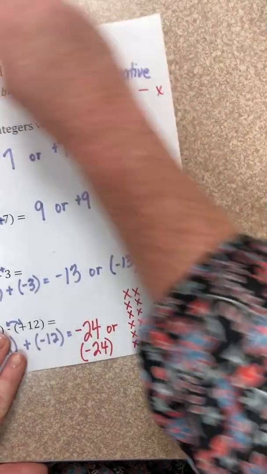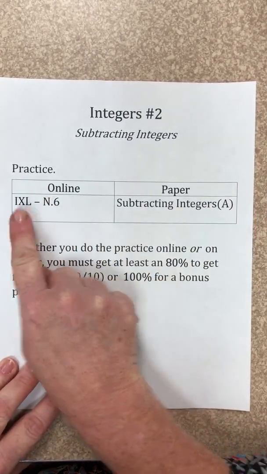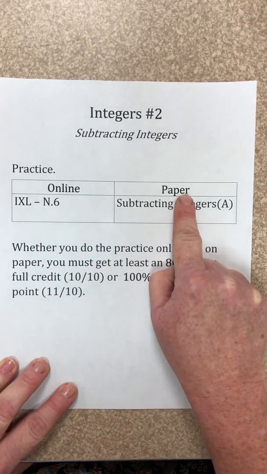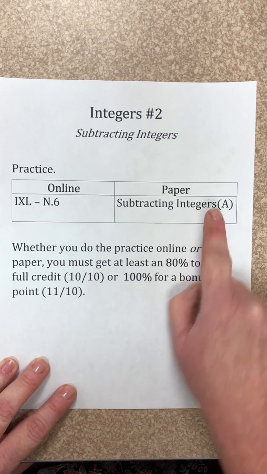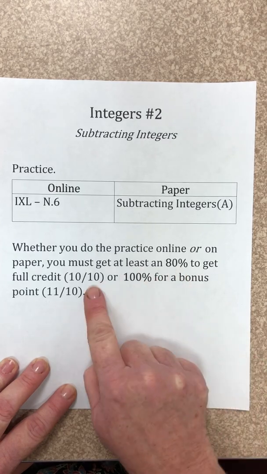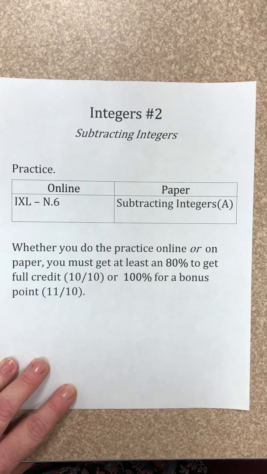Okay, now I want you to practice, and you have a choice. If you practice online, I want you to do IXL in point 6. And if you do paper instead, you're going to do the subtracting integers page in the packet that I'm going to show you in a minute. Whether you practice online or on the paper, you still must get 80% to get 10 out of 10. And if you go to 100%, you do get 11 out of 10.